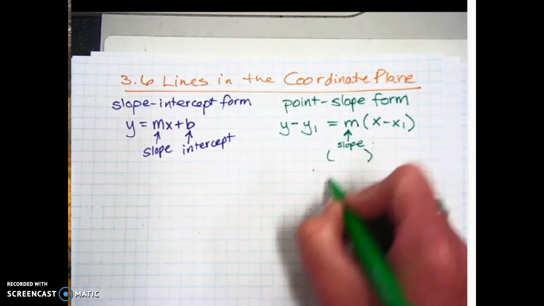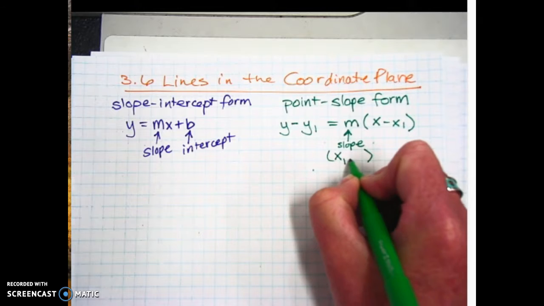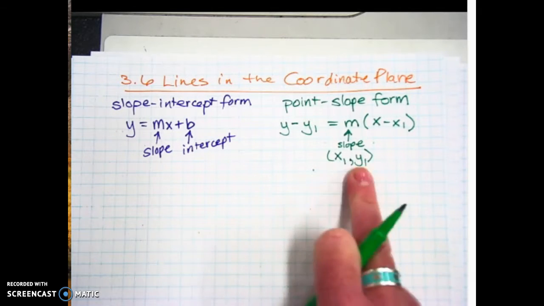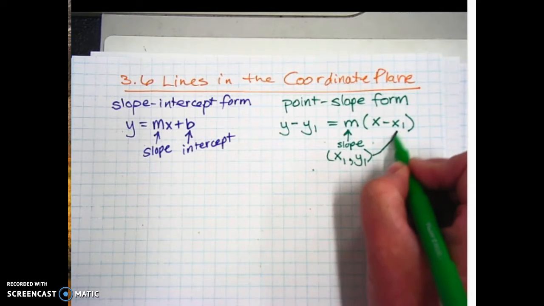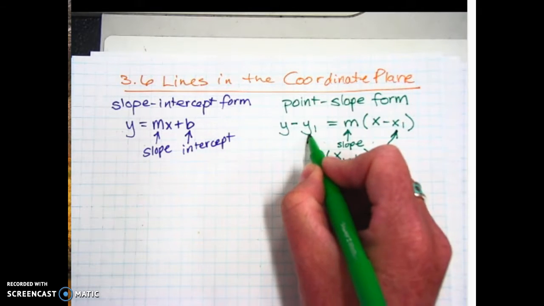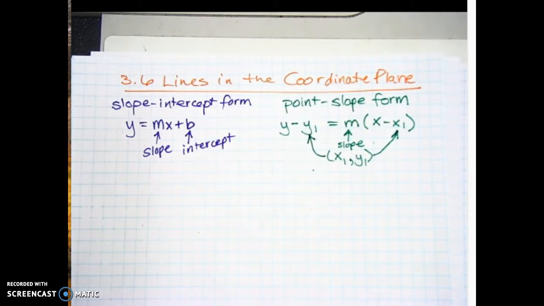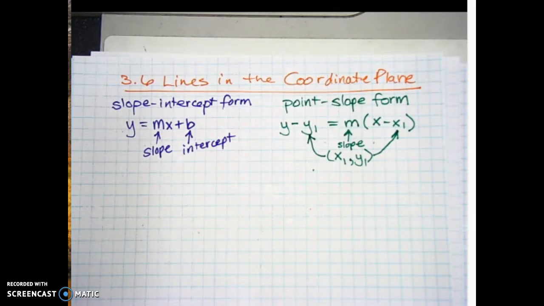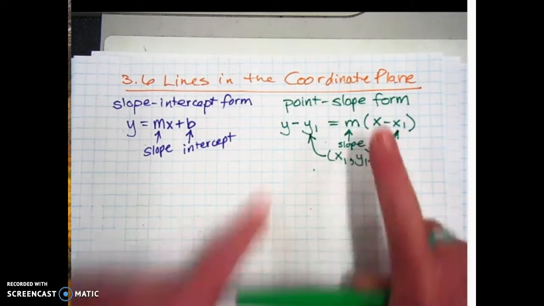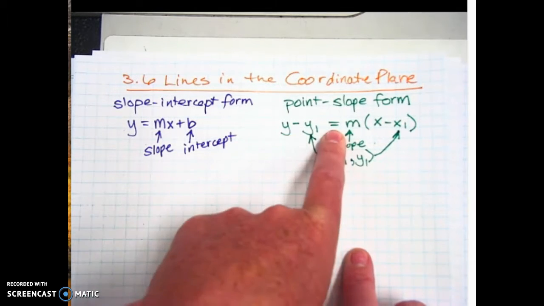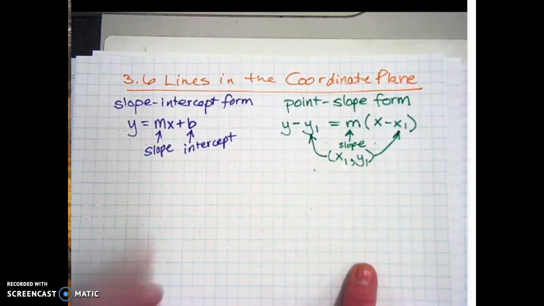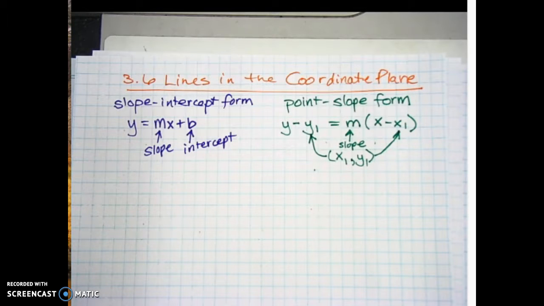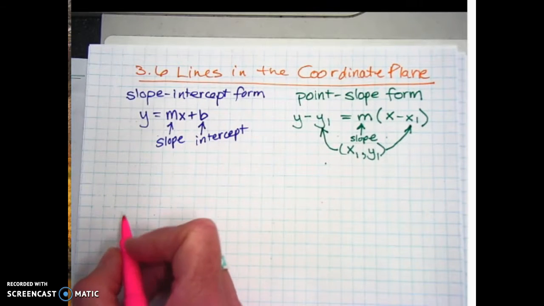You can be given any point in the form of x1, y1, any two numbers right here. And they go in right here for x1 and right here for y1. Leaving the only two variables left, this x and this y, along with that equal sign. So it ends up looking almost like the slope-intercept form, but not quite. Okay? So for example number 1, we're going to use that point-slope form.